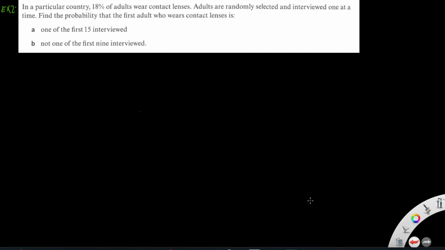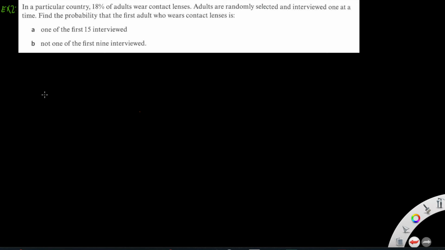Example 2. In a particular country, 18% of adults wear contact lenses. Adults are randomly selected and interviewed one at a time. Find the probability that the first adult who wears contact lenses is, part A, one of the first 15 interviewed, part B, not one of the first 9 interviewed.